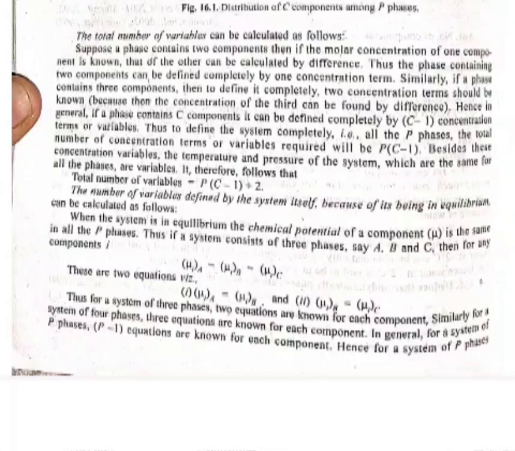The number of variables fixed by the system itself because of being in equilibrium can be calculated as follows. When the system is in equilibrium, the chemical potential of a component is the same in all phases. Thus, if a system consists of three phases, say A, B and C, then for any component i, mu i A is equal to mu i B is equal to mu i C. These are two equations: first, mu i A equals mu i B, and second, mu i B equals mu i C. Thus, for a system of three phases, two equations are known for each component. Similarly, for a system of four phases, three equations are known for each component. And for a system of P phases, P minus 1 equations are known for each component.